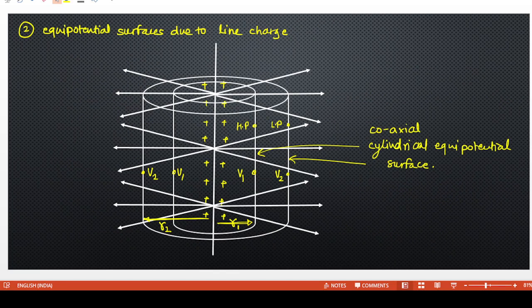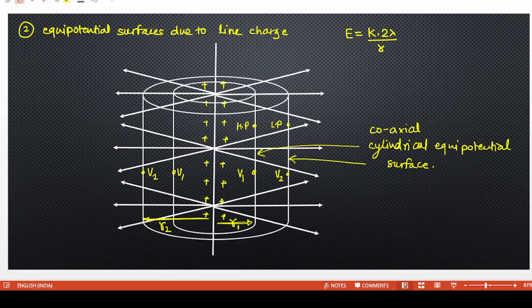Now come to the equipotential surfaces due to line charge. This is the equipotential surface due to line charge. What is the electric field at radial distance r from the uniformly charged line? It is K 2 lambda upon r. This is the electric field at radial distance r. This is just the magnitude.